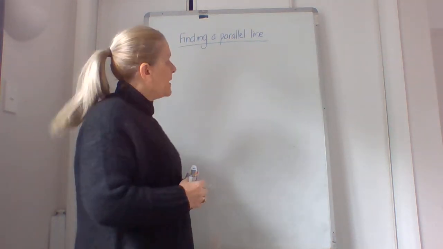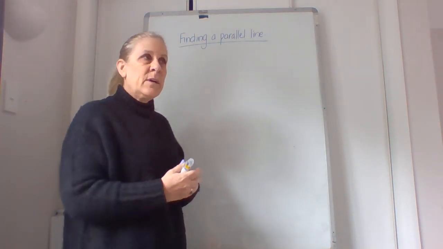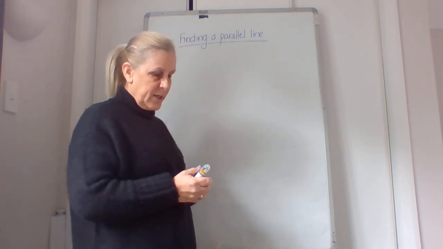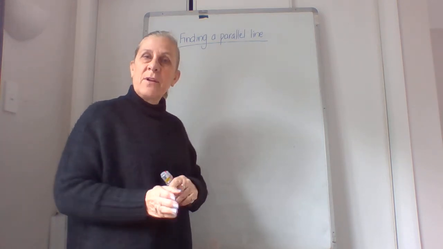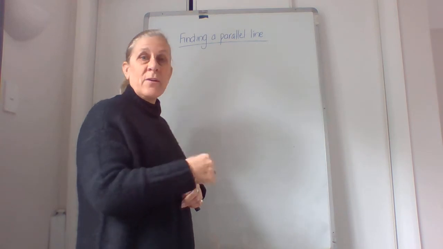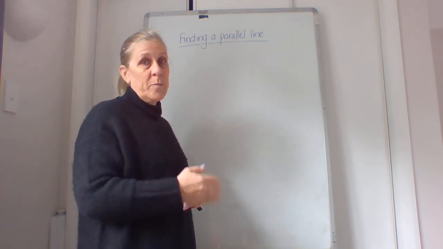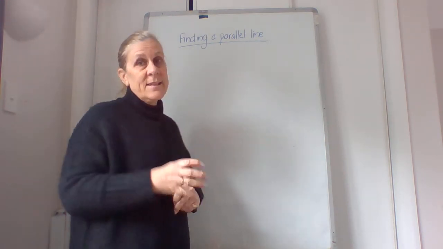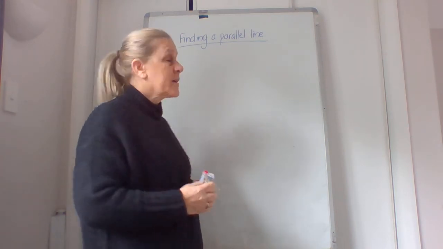Today we're going to look at finding a parallel line. Now, we've got two things that we have to learn here. The first is to find a parallel line, a line parallel to one given to us through a point, and understanding the gradients behind that is our second part.